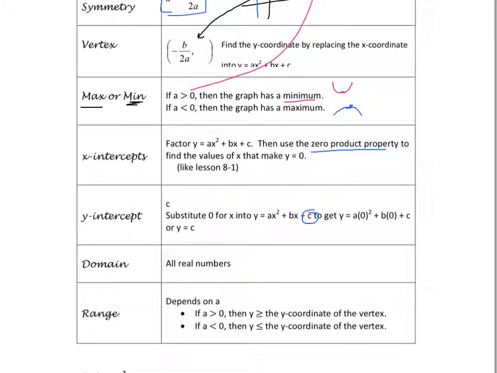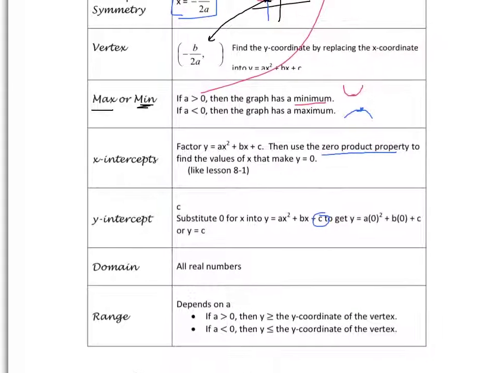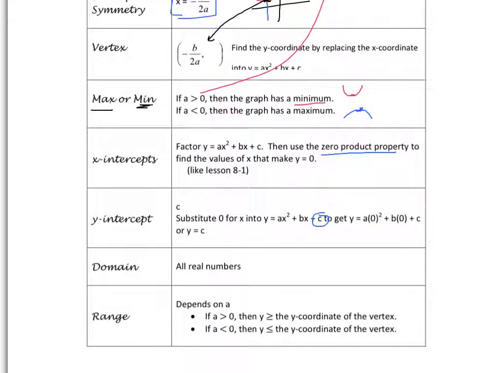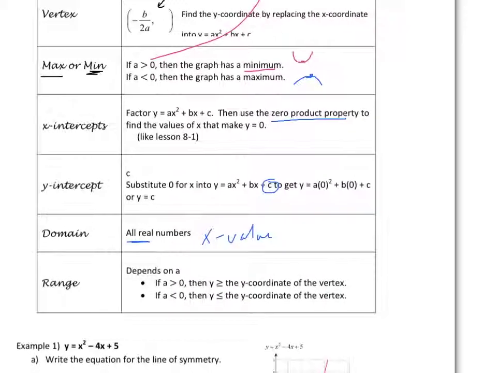For a parabola, the domain is all reals. That's your x values. Domain is x values. And it is all reals. Your range is dependent upon the graph.